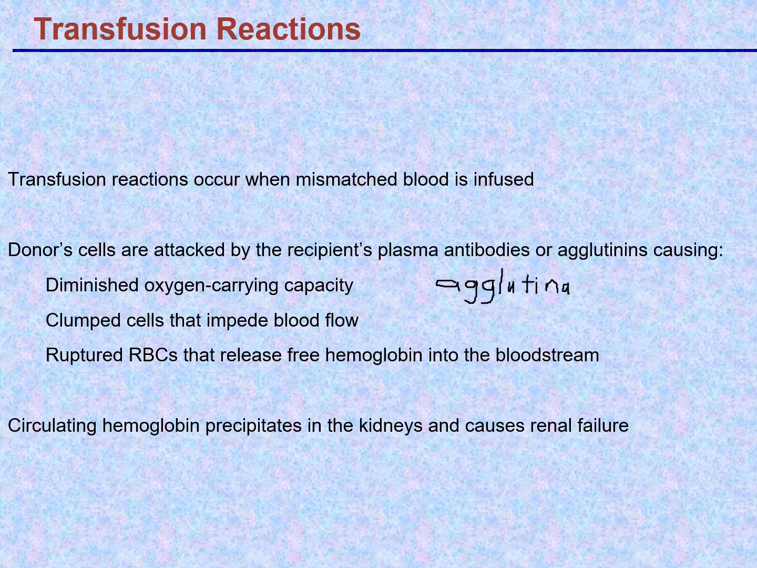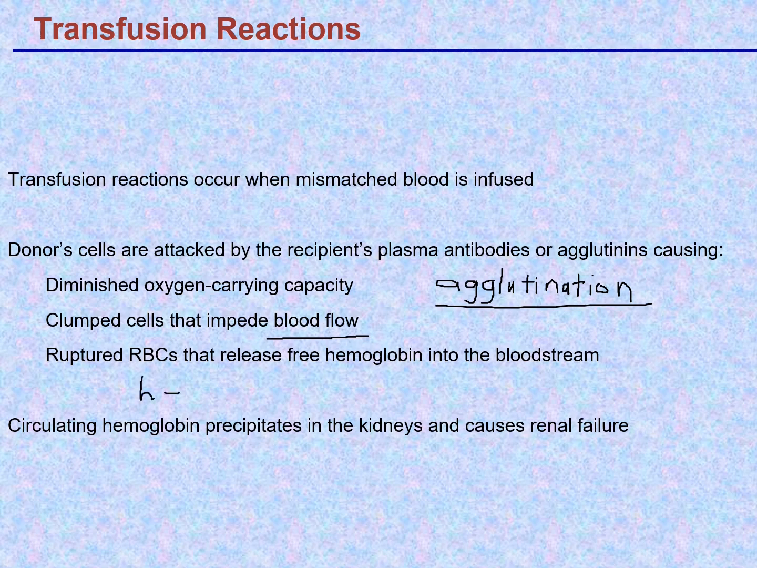A term that you should understand: agglutination. The result of agglutination due to antibodies in the recipient that bind onto the donor cells in a transfusion is that you can get a diminished oxygen carrying capacity, so a person's PO2 can drop. The clumped or agglutinated cells can impede blood flow in small vessels, and you can get hemolysis.